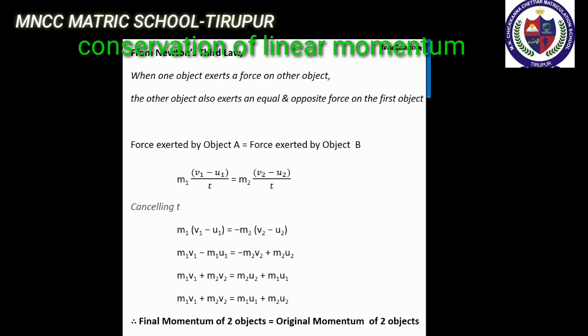By Newton's third law of motion, action is equal to reaction. That means Fa is equal to minus Fb. So Fa, m1 into (v1 minus u1) divided by t, is equal to Fb, minus m2 into (v2 minus u2) divided by t. Here we need to take m1 and m2 into the bracket. So we get m1 v1 plus m2 v2 is equal to m1 u1 plus m2 u2. Final momentum is equal to original momentum.